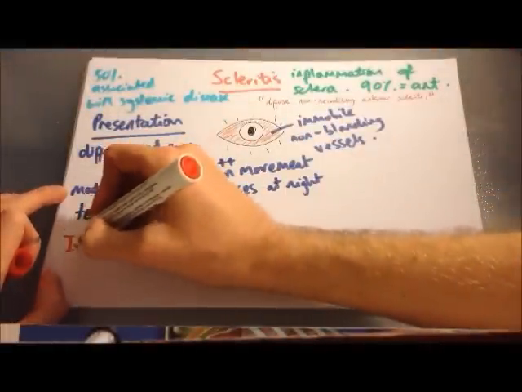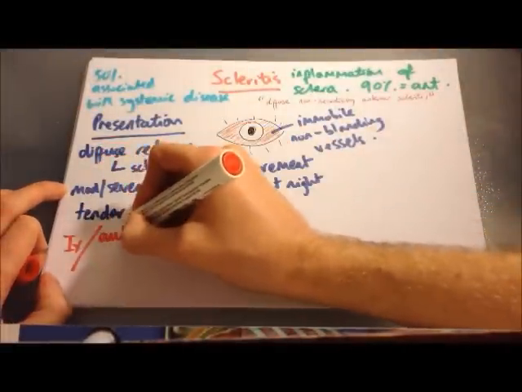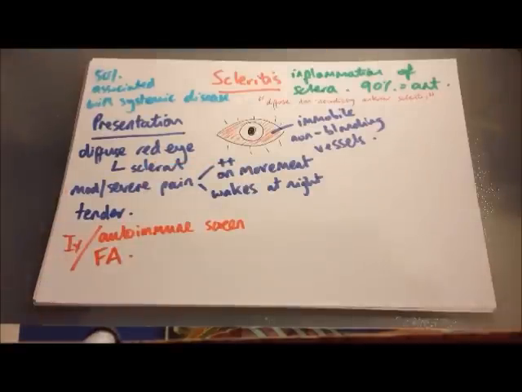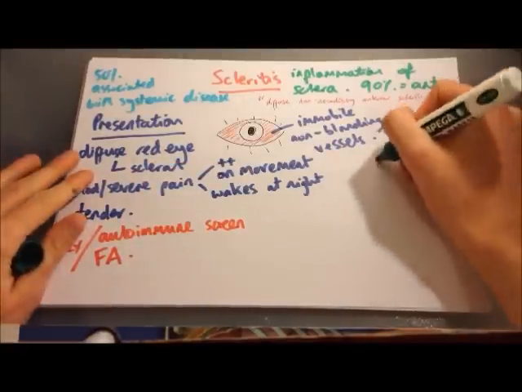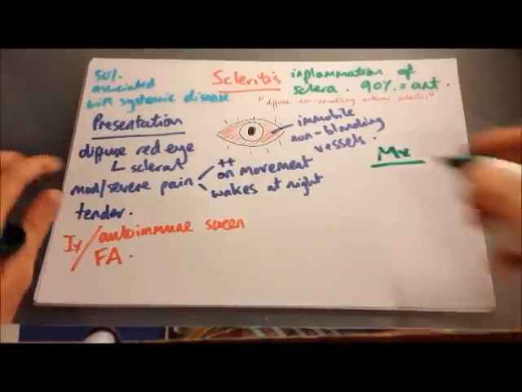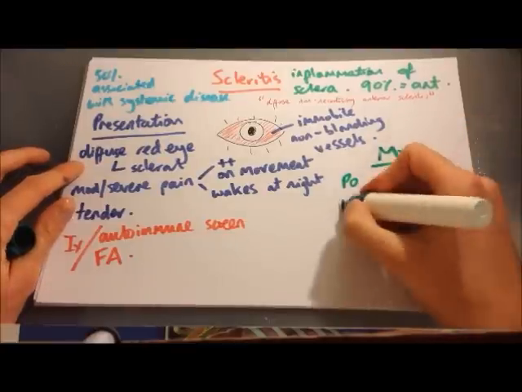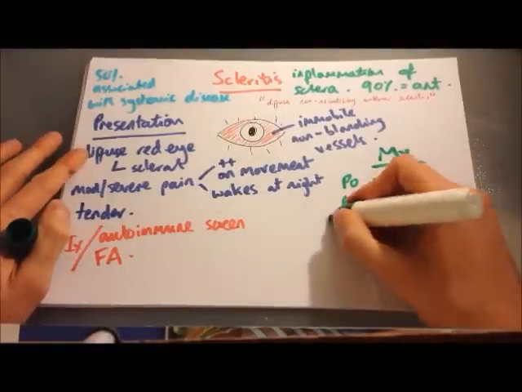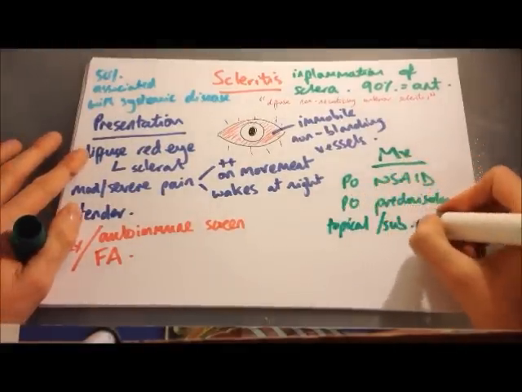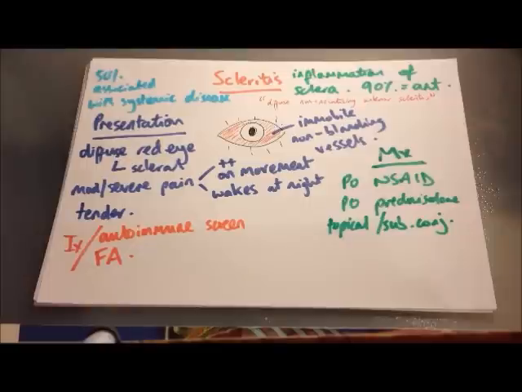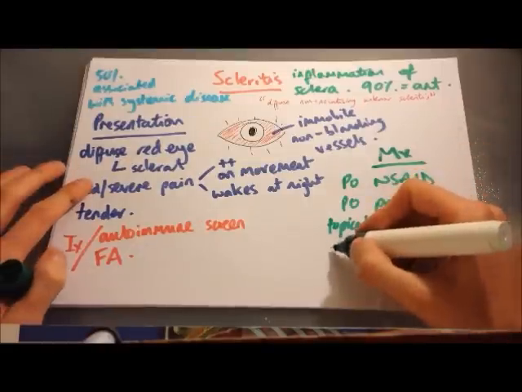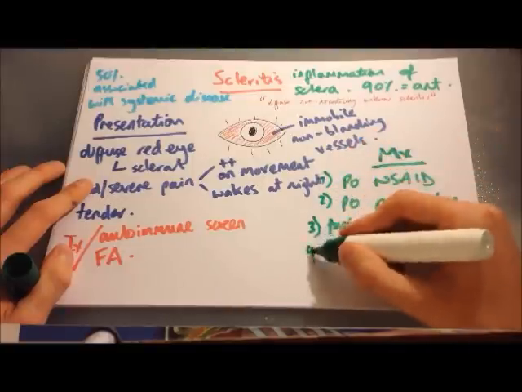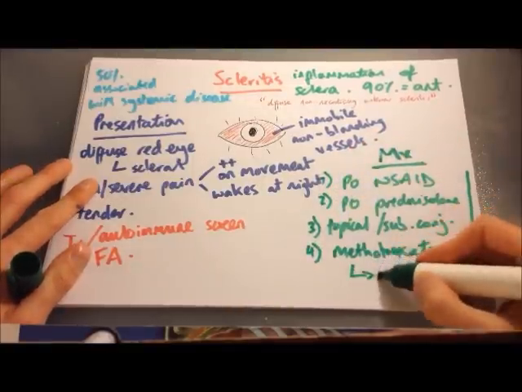Investigations might not be needed, but you should consider an autoimmune screen for any underlying cause, and a fluorescein angiography can be done of the anterior segment if the diagnosis is uncertain. The initial management is with a non-steroidal anti-inflammatory, such as ibuprofen or diclofenac. If that's unsuccessful, then prednisolone can be taken orally. Again, if that's unsuccessful, then a topical steroid or a subconjunctival injection of a steroid can be used. And finally, if that's still not working, you could refer to rheumatology and maybe have a trial of something like methotrexate or another immunosuppressive drug.